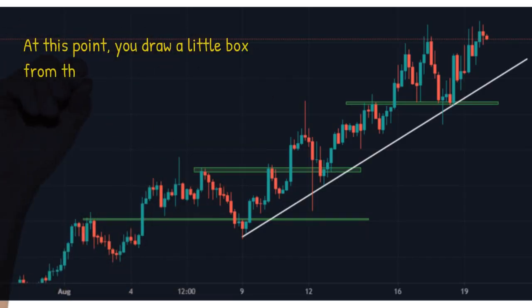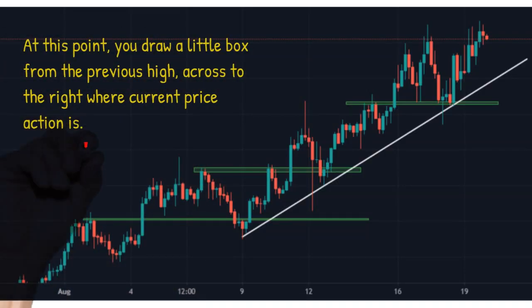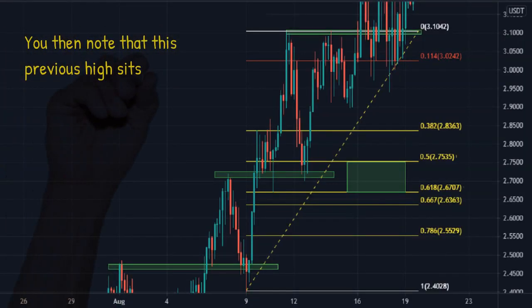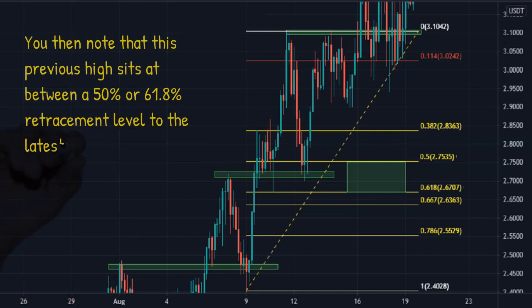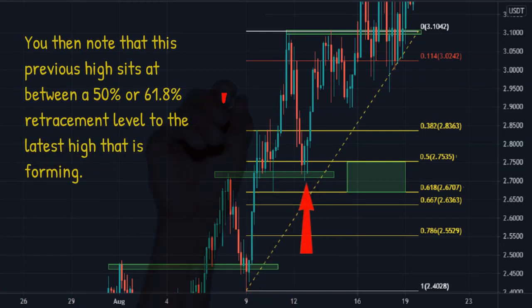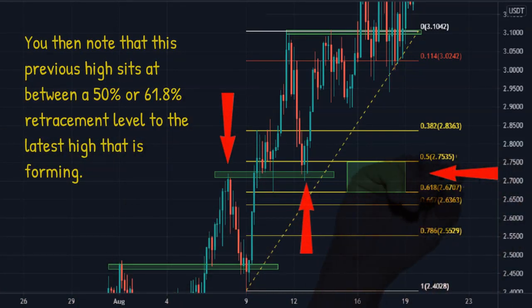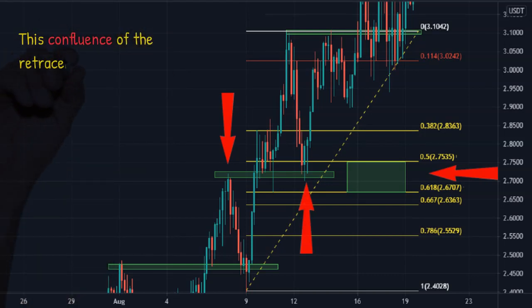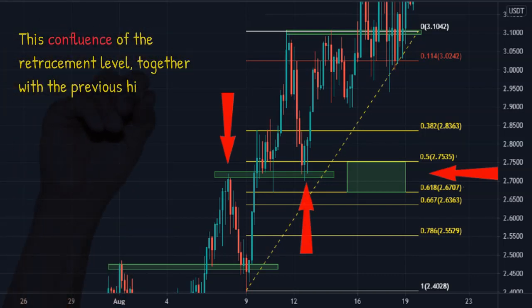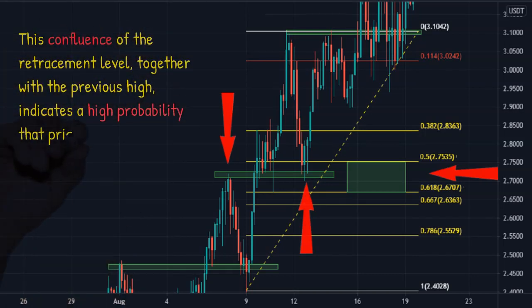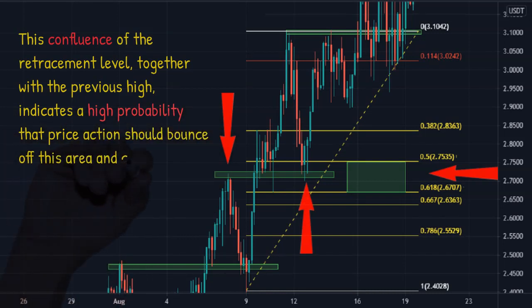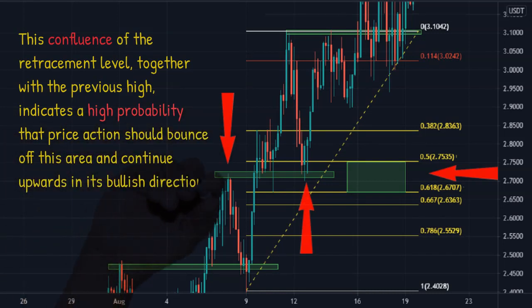At this point, you draw a little box from the previous high across to the right where the current price action is. You then note that this previous high sits at a 50% or 61.8% retracement level to the latest high that is forming. This confluence of retracement level together with the previous high indicates a high probability that price action should bounce off this area and continue upwards in its bullish direction.